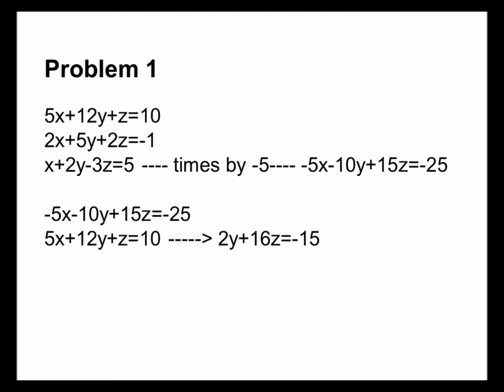Then you're going to go back to the original three and try and cancel out an x from the first equation and the third equation. So the first equation is 5x plus 2y plus z equals 10. And then the third one is x plus 2y minus 3z equals 5. So in order to cancel out the x's, you're going to multiply the whole third equation by negative 5 to make the equation negative 5x minus 10y plus 15z equals negative 25. Then you're going to put those two equations together to cancel out the x's, and you'll be left with 2y plus 16z equals negative 15.